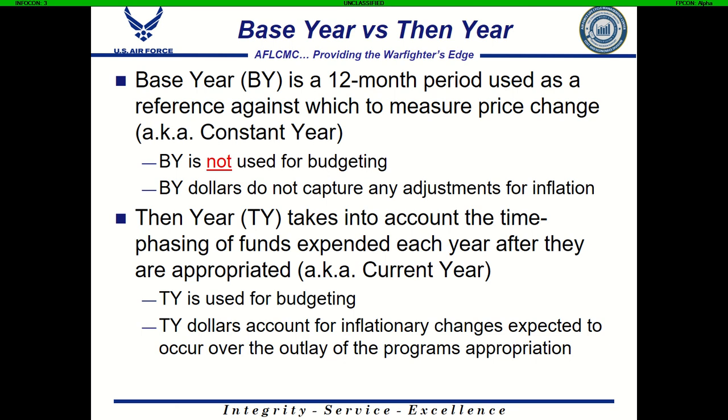So we do this then-year conversion, which takes into account the fact that the money is not going to be spent this year. Some of it will be spent this year, some of it next year, some of it the year after that. Since that money is going to be spent over several years, we want it to maintain its value over that period of time. So we use this then-year dollar calculation to facilitate that.